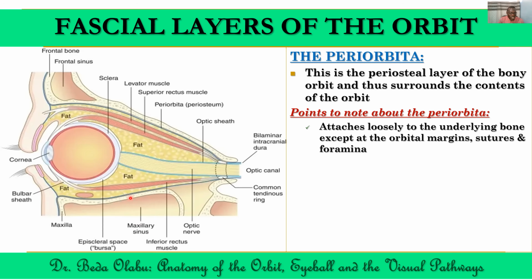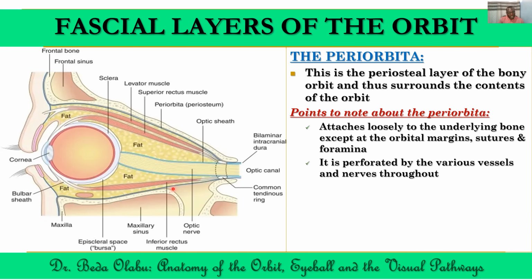Generally, it doesn't attach strongly onto the bones of the orbit, except at the orbital margins where it is strongly adherent, and also around sutures and foramina, and even the fissures, we can say so. So only in those regions is the periorbita strongly adherent. In the other places, it's not strongly adherent. And that means that it's possible that there's a potential space, therefore, between the periorbita and the orbital bones themselves. And we'll talk about that shortly.